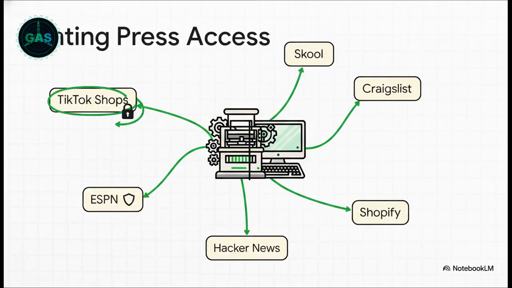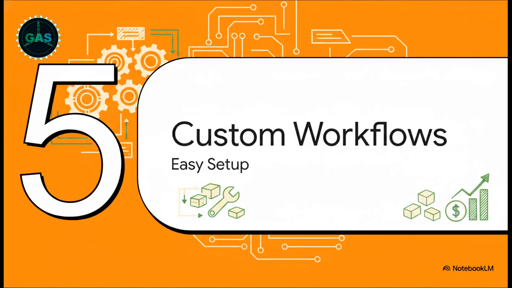Printing Press gives your AI agents instant, efficient access to vital business and data platforms that traditionally lack clean or public APIs. Right out of the box, this library gives you access to platforms like School, Craigslist, Shopify, and TikTok Shops. And here's the kicker. Some of these sites actively protect against scraping, or they just don't offer an API at all. But Printing Press can navigate them, sometimes even using a real background browser session to pull exactly what your agent needs natively. Let's bring it home with Section 5, Building Custom Business Workflows, Easy Setup.